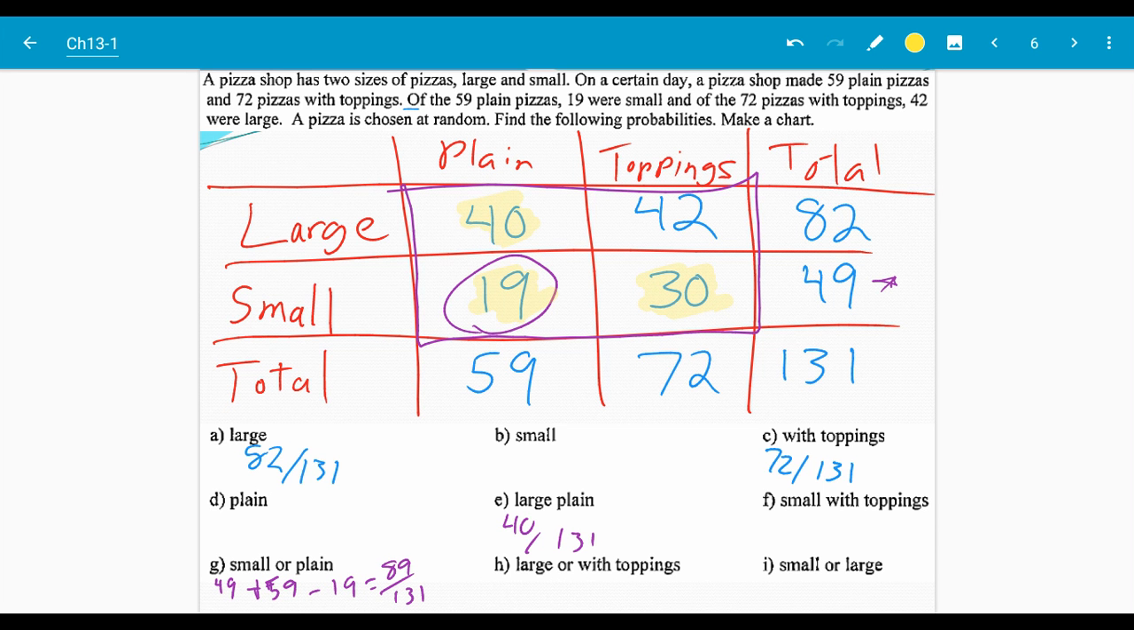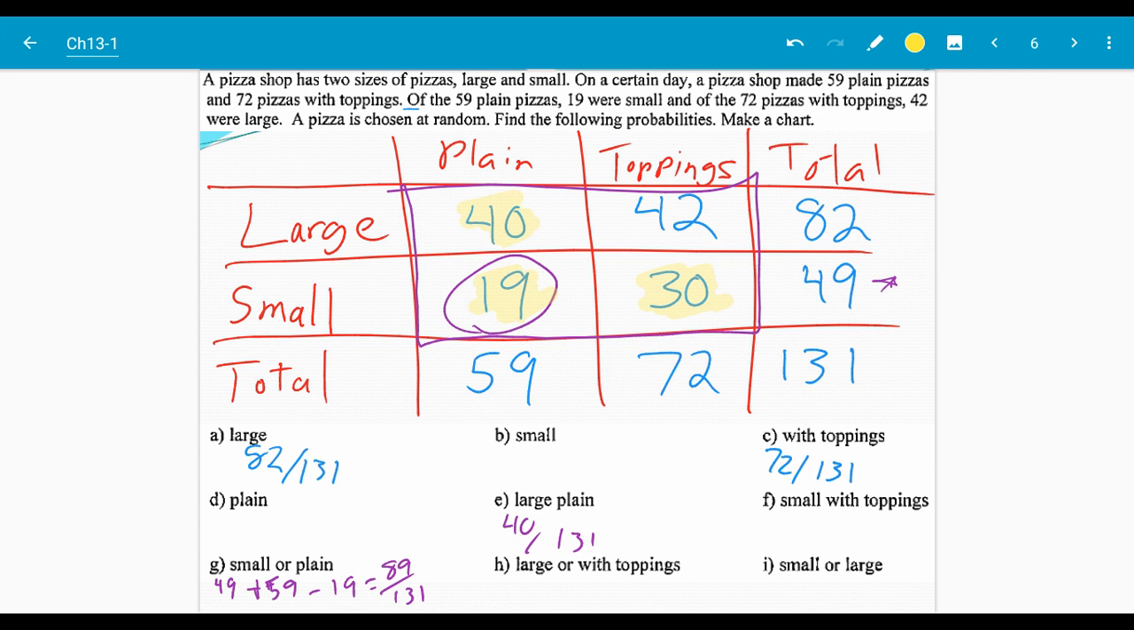So I can just add up these three highlighted values. 40 plus 30 is 70, plus another 19 is 89. Put it over our overall total of 131. There's our final answer, 89 out of 131.